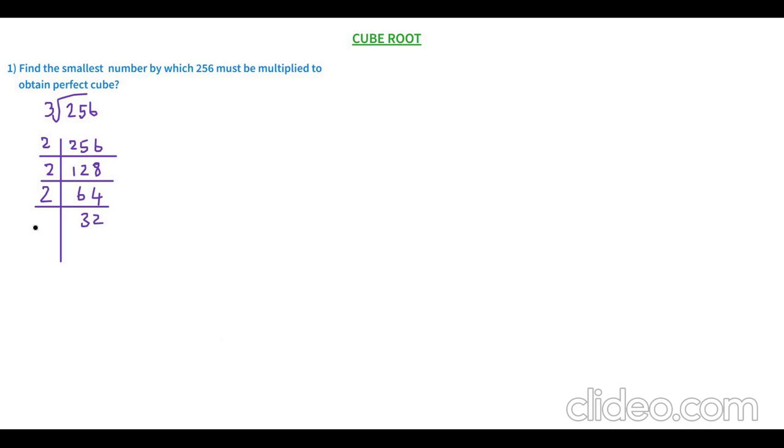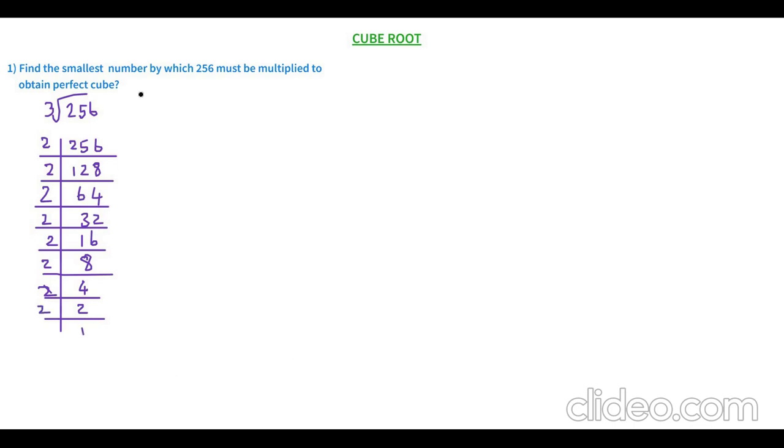32 is also divisible by 2. It's very easy to divide numbers by 2, so we'll always take the smallest number. We get 16. And 16 can be further divided by 2, so we get an 8 here. 8 is further divisible by 2, so we get a 4. And 4 is further divisible by 2, and we get a 2 here. And 2 is further divisible by 2, so we get a 1 here.